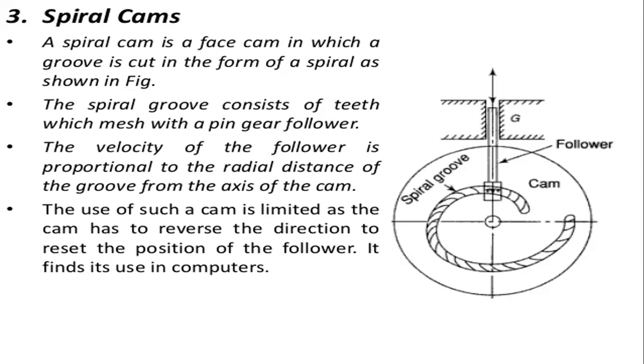The velocity of this follower is proportional to the radial distance of the groove from the axis of the cam. So this is measured with respect to the axis of the cam, and the use of such a cam is limited, as the cam has to reverse its direction to reset the proportions.